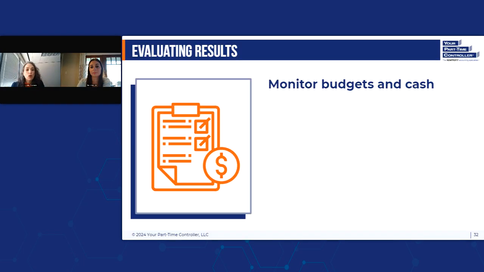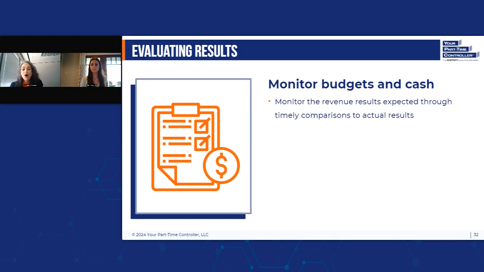So the most important step in our efforts to diversify revenue and grow it is what we do afterwards, after we implement a new strategy. And that is we need to monitor the revenue results expected through timely comparisons to actual results, right? So we need timely actual results. So we do need financial reporting in order to do this.